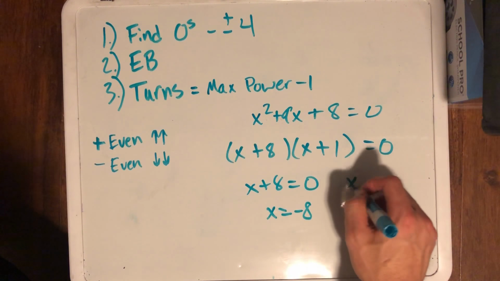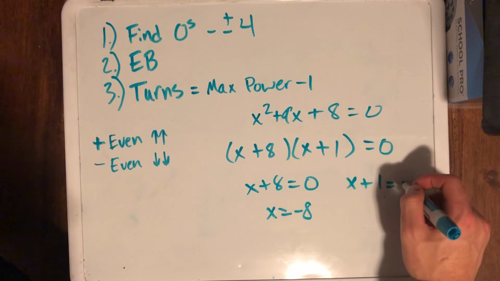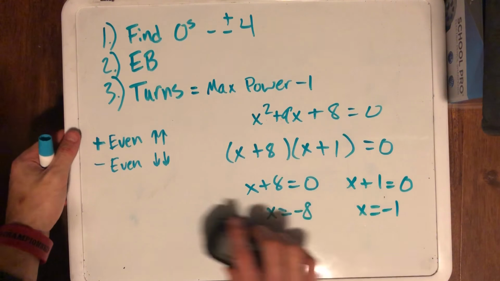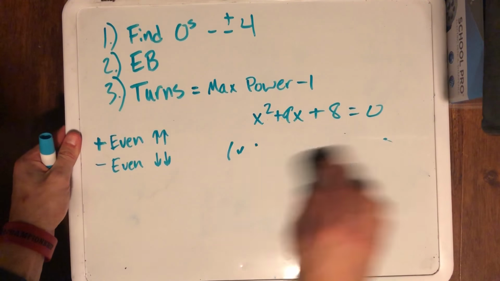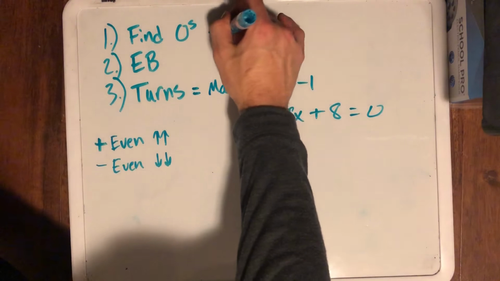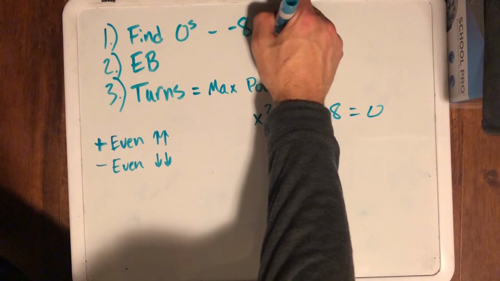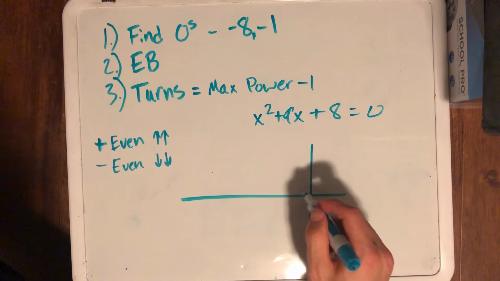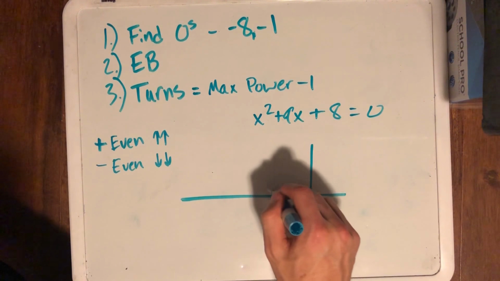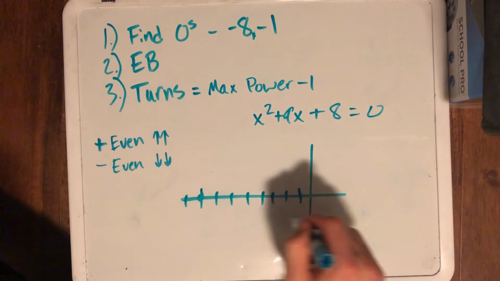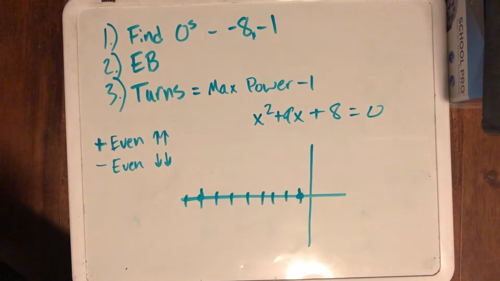Awesome. And then I have x plus 1 equal to 0, so I have x equals negative 1. So now we have our zeros, which are different. So now we have a negative 8 for this problem and a negative 1. If I were to draw my graph, I'm going to draw it a little lopsided so I can get all of my things in here. 1, 2, 3, 4, 5, 6, 7, 8, 9. So I have a negative 8, and then I have a negative 1.